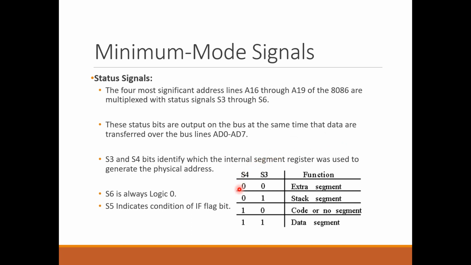For example, if they are 00, that means in the current access of the memory, the extra segment register is used, and for example 11, the data segment is used, while S6 is always logic 0, and S5 indicates the condition of the interrupt flag. That means if the interrupt flag is 0, which means we have disabled the interrupt, this pin is going to be 0 as well, and if it is 1, this one is going to be 1.